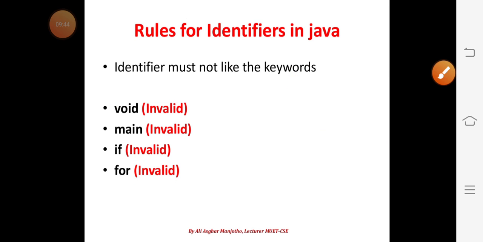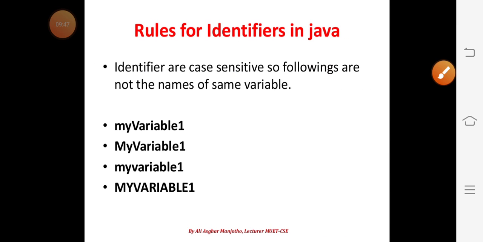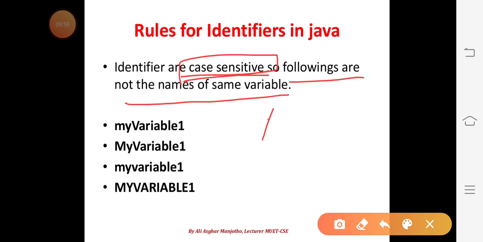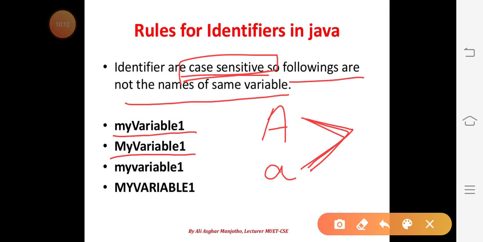Next, identifiers are case sensitive, so the following are not the names of the same variable. Case sensitive means uppercase and lowercase are treated differently. For example, if you write capital A and if you write a small a, both are different in Java. Okay, so here you have written myVariable1, here also you have written MyVariable1, but both are different because here small m is used and here capital M.